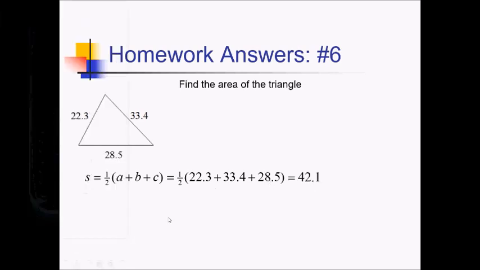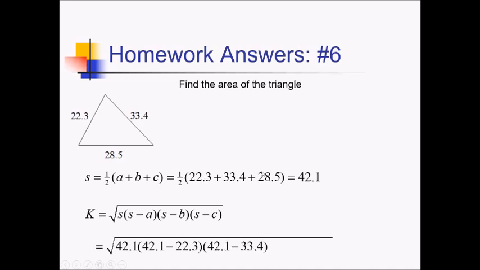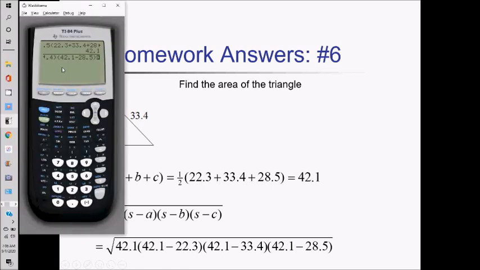Now we're going to plug that into our K formula, which is the square root of S times S minus all of the sides of the triangle. So square root of 42.1, and then we have 42.1 minus 22.3, and then we'll also subtract 33.4 and 28.5 from 42.1. And now let the calculator take over. Plugging everything in under one big square root and pressing enter, we get about 314.1.